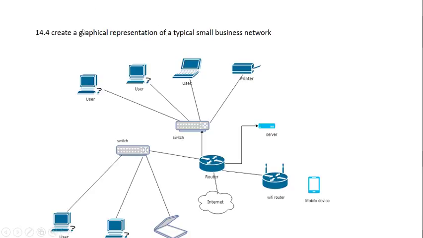Okay, so that's the graphical representation 14.4 for a typical small business. So that's a user, the laptop and printers. That's the switch which divides. That's a router, which is connected to the Wi-Fi router that manages all the wireless activities. And the router is connected to the server, and there are two switches which differentiate these two networks.